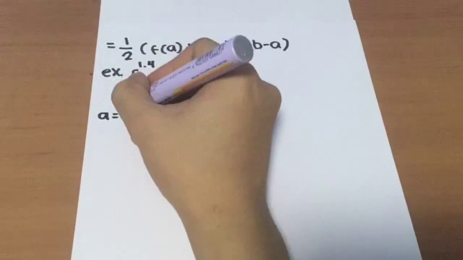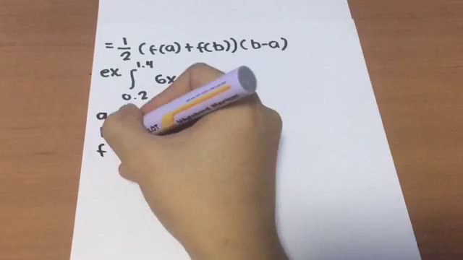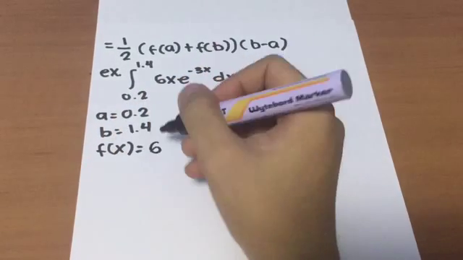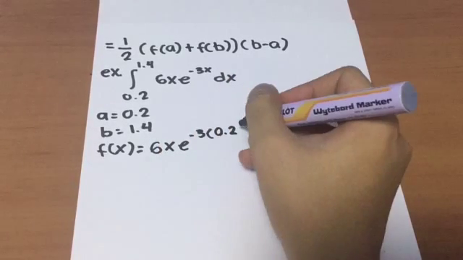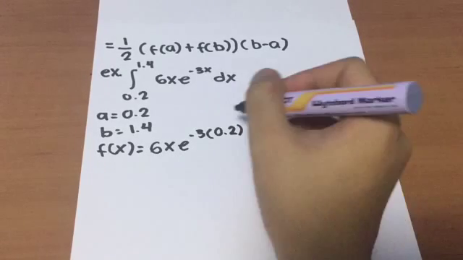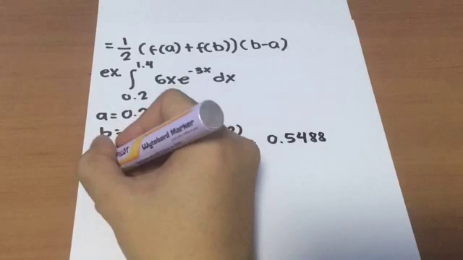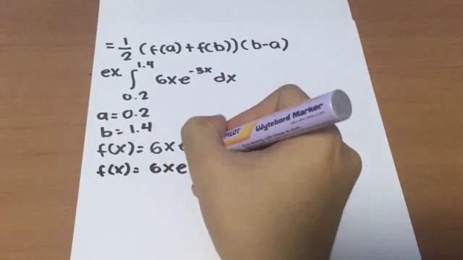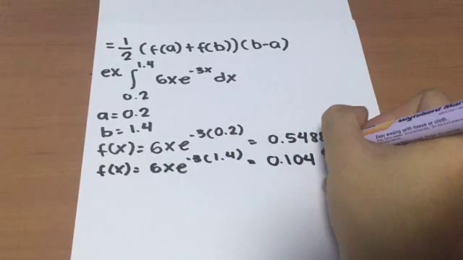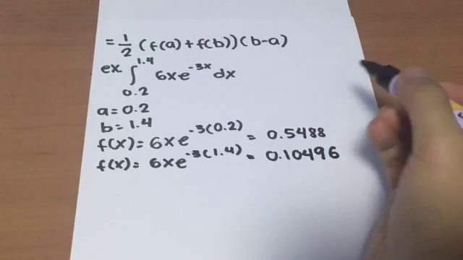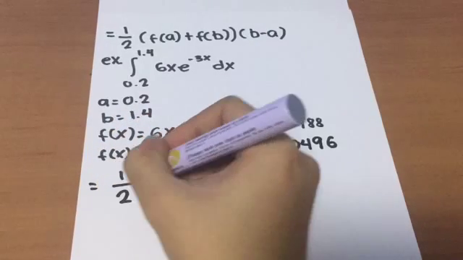So let's start. Our a here is 0.2 and our b is 1.4, and we have the function 6x e raised to negative 3x. So we get the function of a, we substitute a for the x, we get 0.5488, and we substitute that also for b, or the function of b, and we get 0.10496.